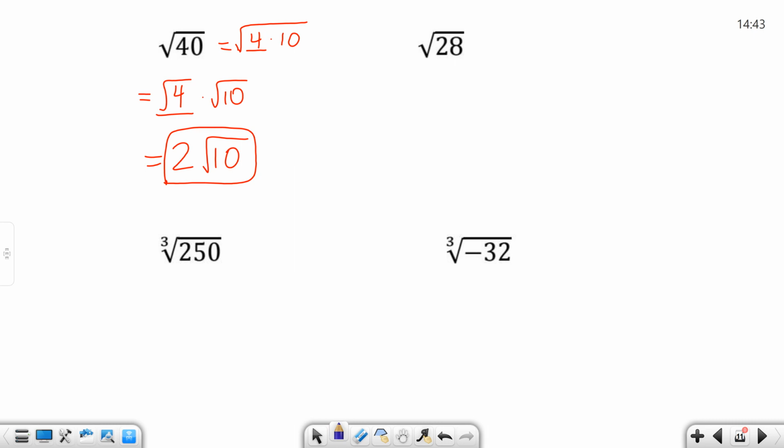All right, so what about the square root of 28? Well, again, what goes into 28? Well, 1, we don't need to check 1. 1 goes into every number, and that doesn't help us. So does 4, 9, 16, 25, then it gets too big.